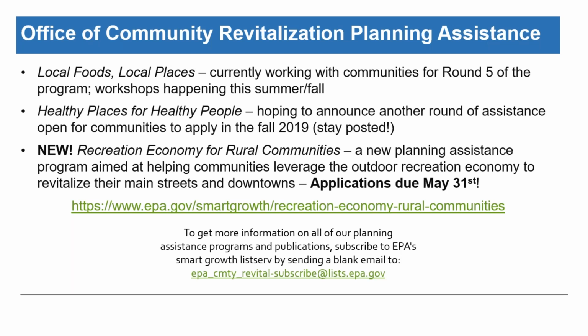So just to recap where we are, we have three programs that are worth highlighting here. Local Foods, Local Places is the one that was the basis for the toolkit I just mentioned. We are just starting work with communities for the 5th round of the program. We're hoping to have a press release soon announcing who those communities are. The workshops will be happening this summer and fall. And we don't yet know if there will be a 6th round, but if so, that application period would be in the early fall sometime.